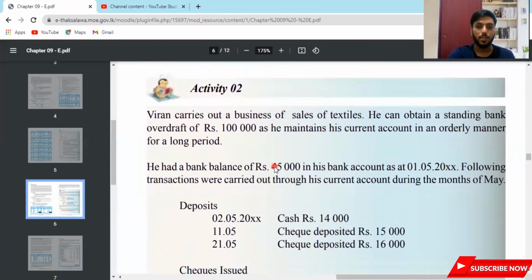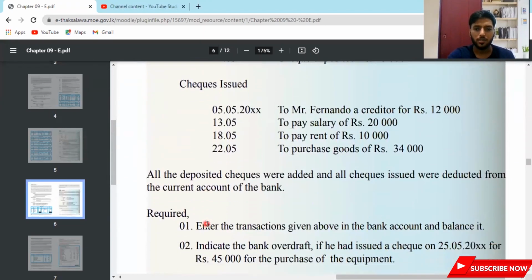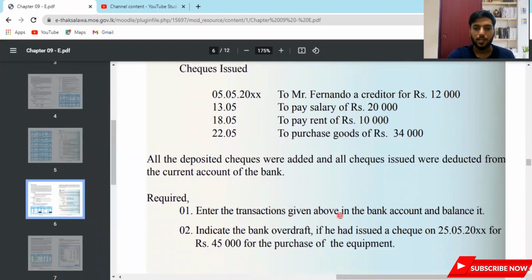Okay, so this is a very similar question to the one we have done already, but I'm going to record this. They ask you to enter the transaction given below in the bank account. They didn't ask you to prepare a different ledger account, so you save a lot of time.